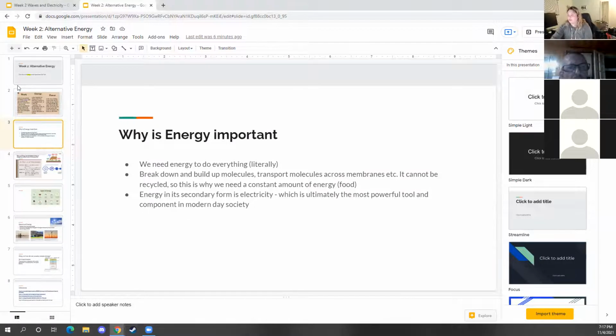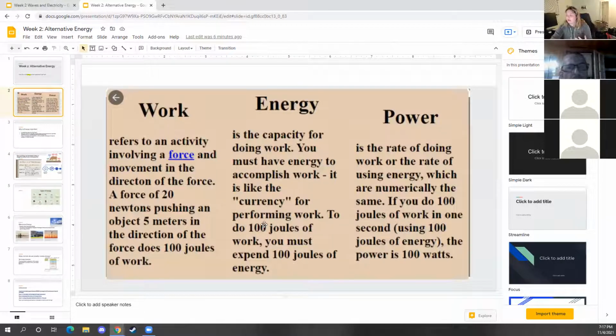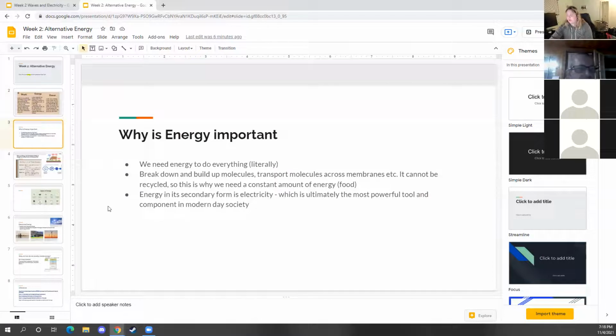So we already talked about how energy is the capacity for doing work, or the ability to do work, or the ability to create change. That's important because essentially we need energy to do anything, literally. Even something as basic as, on the molecular level in the human body, the breakdown and buildup of molecules and transporting molecules across membranes, all of this is important to energy.